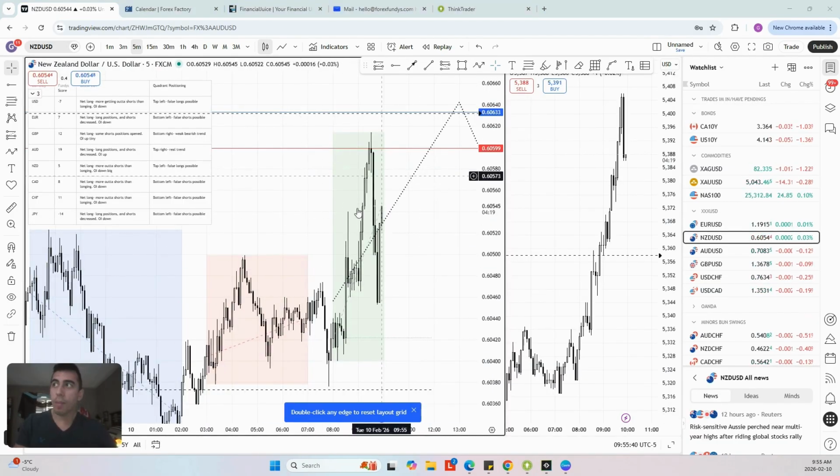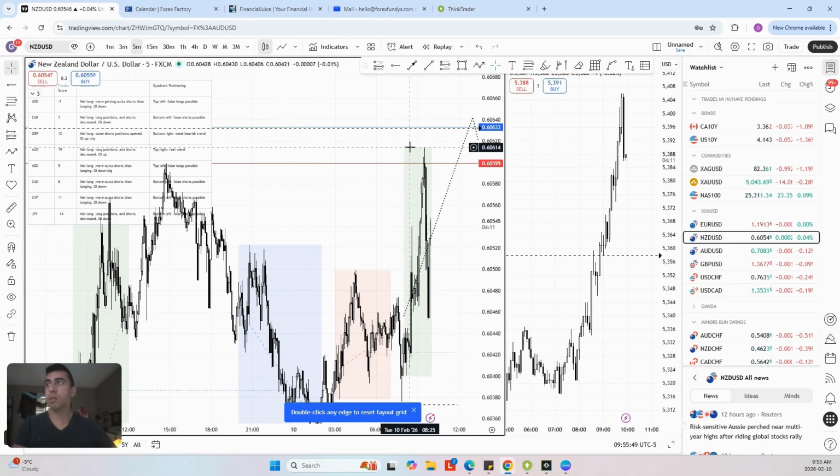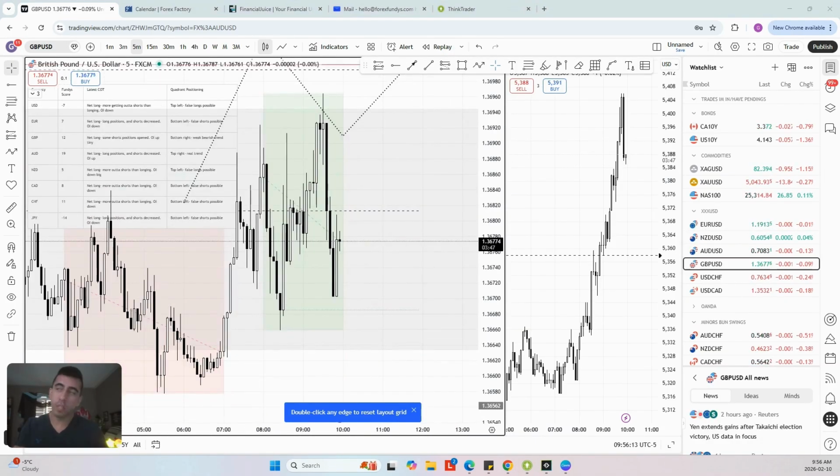Like I mentioned, I believe that this was the false move on NZD. We broke below here. It's so close to sweeping the high that I wanted. I'd rather just wait. GBP is looking like the weakest pair as of right now.